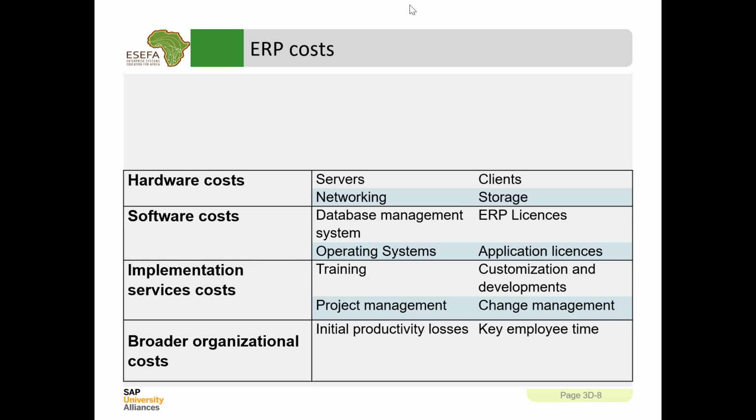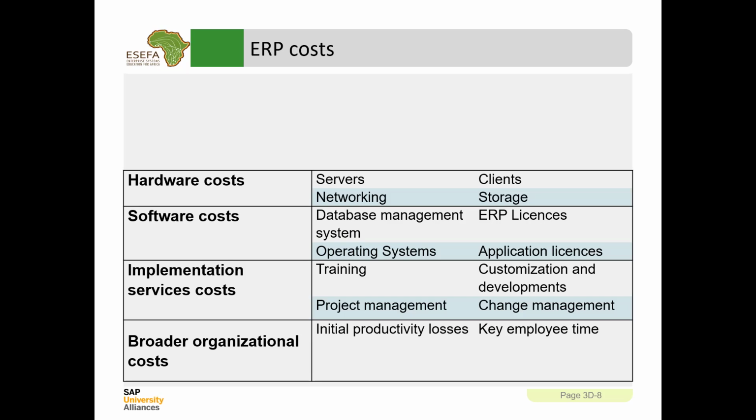The next is implementation service cost. Since this is a new system to an adopter, there is need for training, customization, and development. There is need for change management, for example when we are adding more plans, want to go global, and add this and that. There's also need for project management, so you need a third party to handle certain parts of your operation. These are some of the implementation costs.